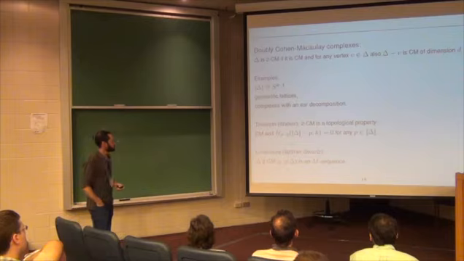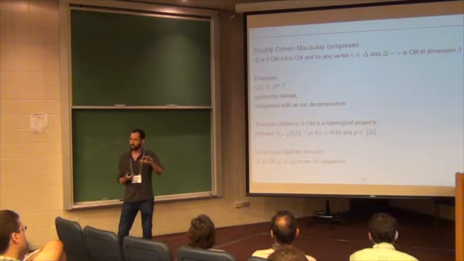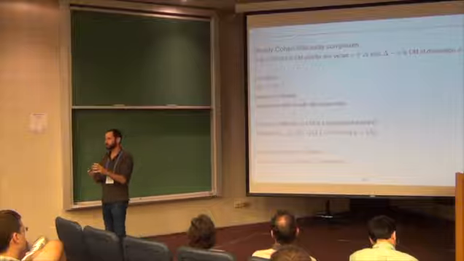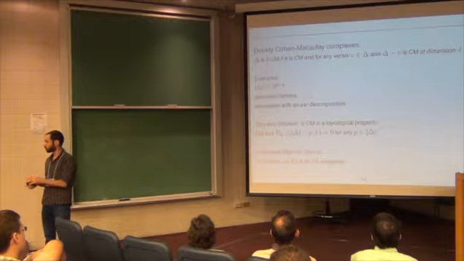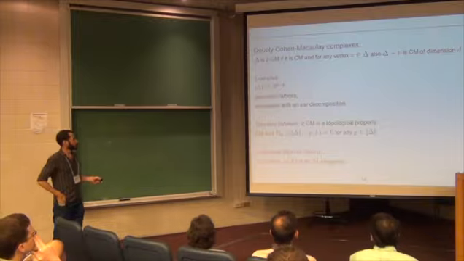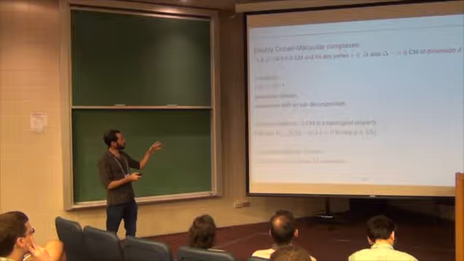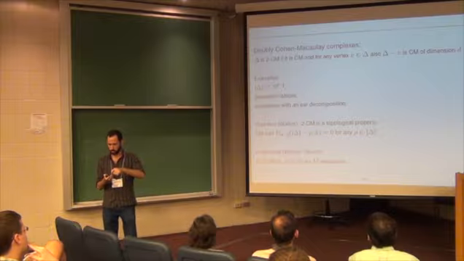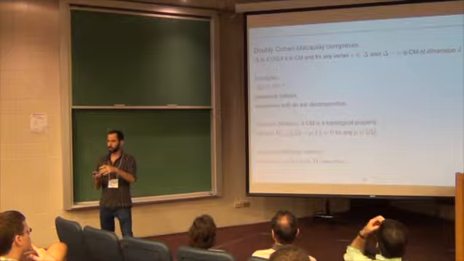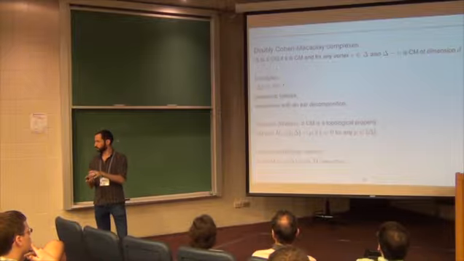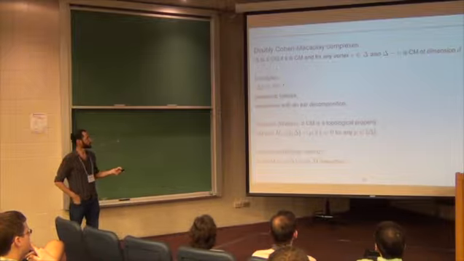Okay. Now let's switch to another generalization. So instead of moving from spheres to manifolds, we will move from spheres to what are called doubly Cohen-Macaulay complexes. The definition is that you take a Cohen-Macaulay complex such that after you remove any vertex, what you get is again a Cohen-Macaulay complex of the same dimension.